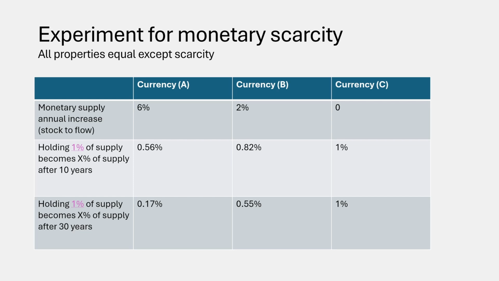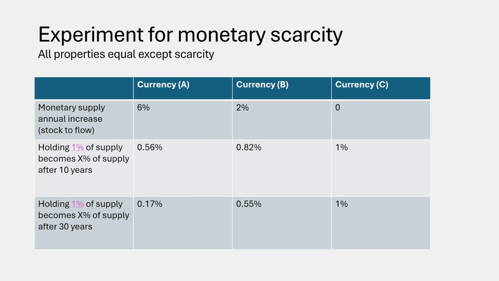Three currencies, A, B, and C. A will have an annual supply increase of 6%, B is going to be 2%, and C is going to have 0. So then what we're going to look at is, if you hold 1% of this currency A, if it increases at 6% supply a year, over 10 years your 1% of the supply will be decreased to 0.56%. Over 30 years you now only have 0.17%.